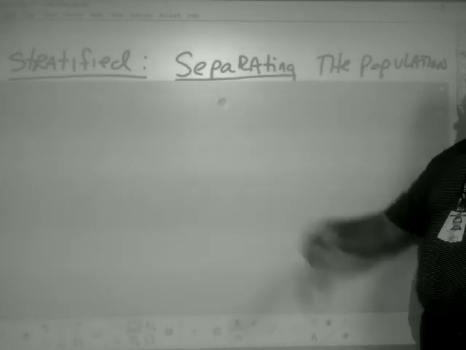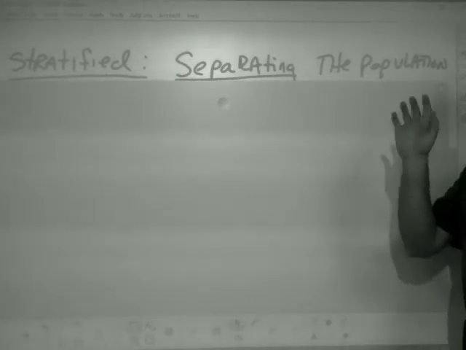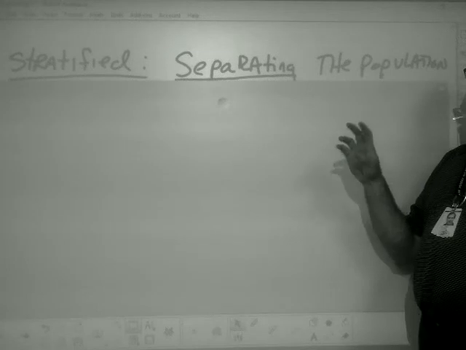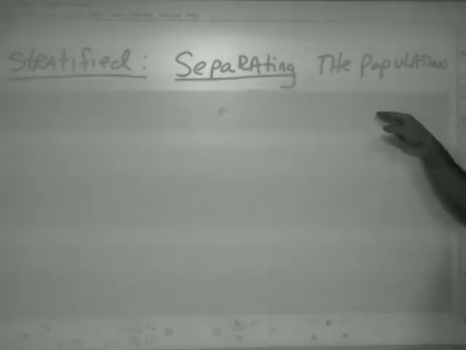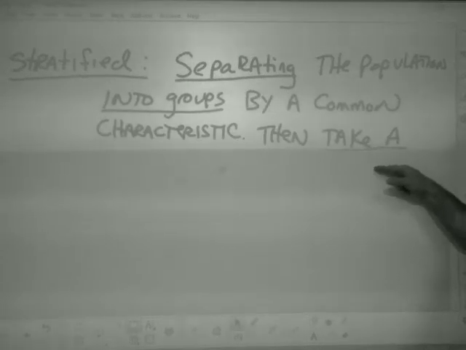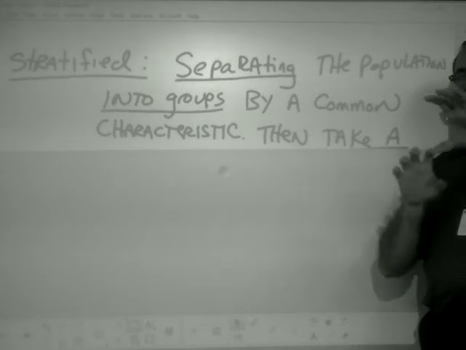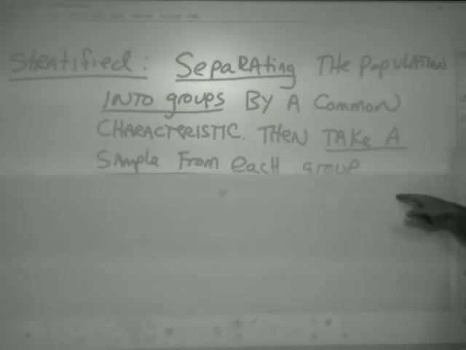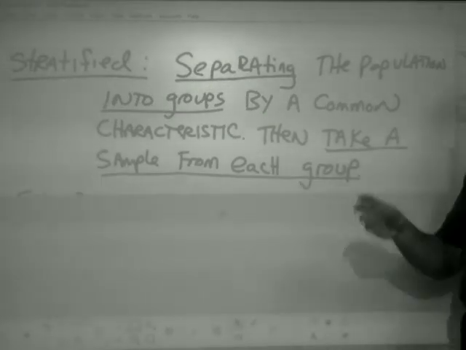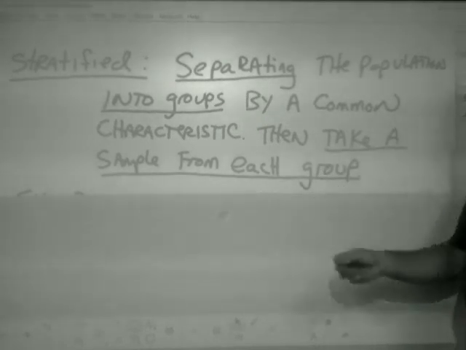Stratified, and she mentioned this in the video when she said let's first separate the population by rural, urban, and suburban counties, and then you're picking some from each county. Stratifying, separating the population into groups by a common characteristic. You separate it into groups by some common characteristic, then take a sample from each group. You take a little bit from each group, not all.